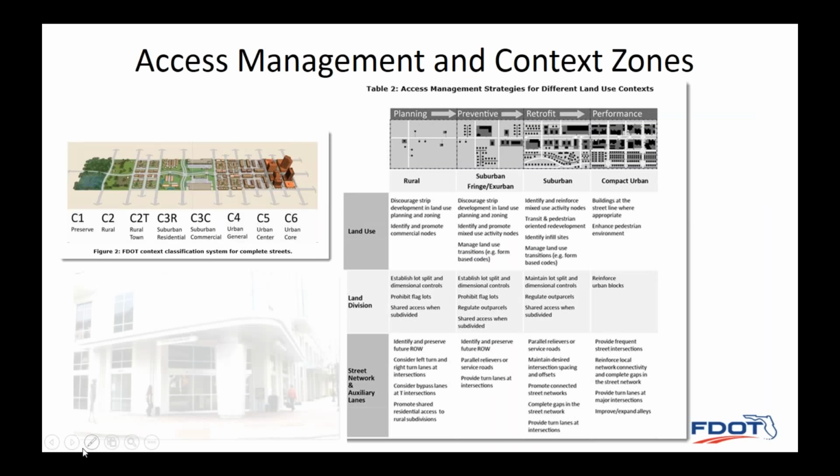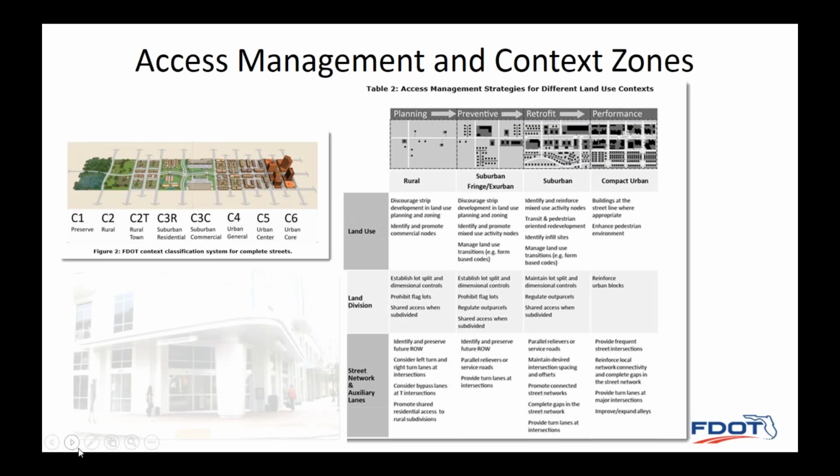Now, the model regulations include this table, which I guess I could start with this one here, but what we've done is in a very generalized sense, relate the strategies that you see in the model regulations to the different context areas, whether it's a rural, suburban fringe, or suburban, or you're moving into a much more compact urban environment, and how those strategies might change, or they might also be carried through.